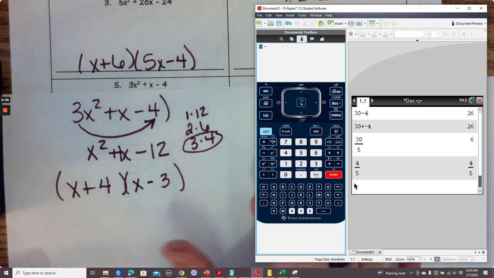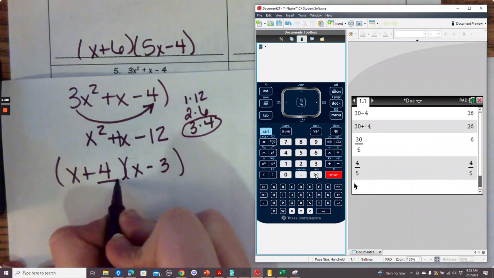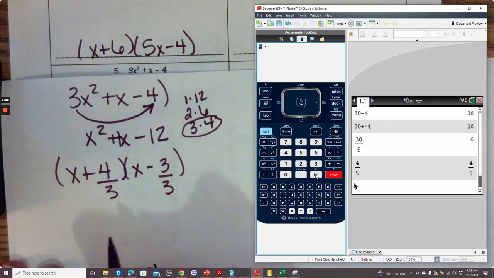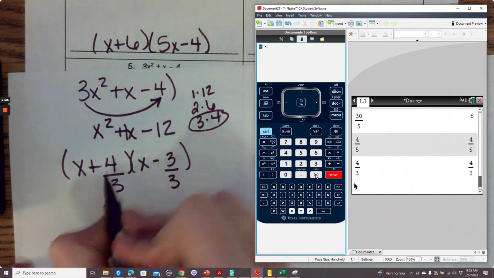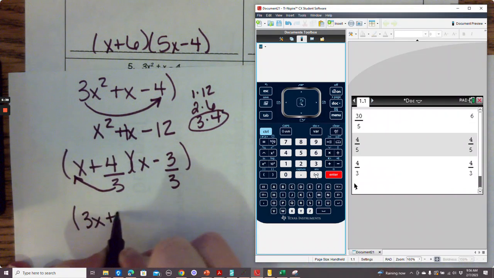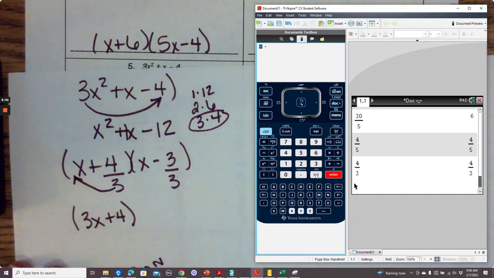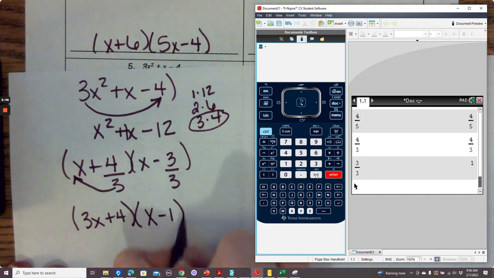But I'm not done. I slipped this 3, so I have to undo that. Divide by 3, divide by 3. 4 over 3 does not simplify. So I slide the 3 in front of the x. 3 over 3 simplifies to a 1, so I write x minus 1.